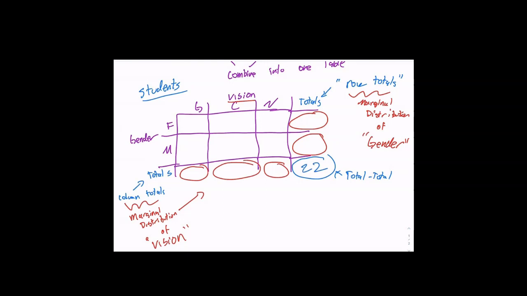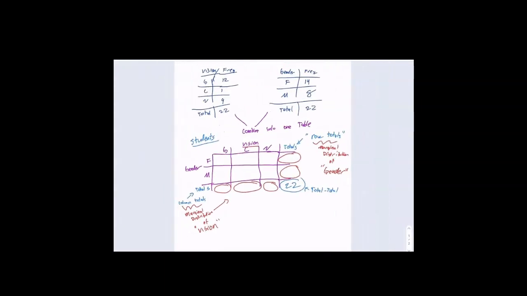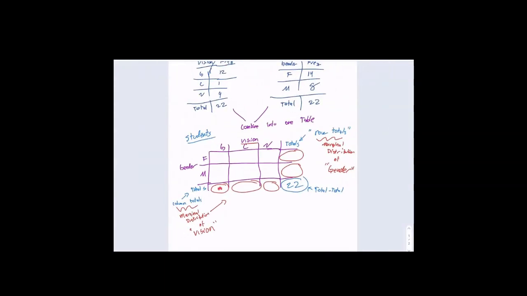How many students wear glasses? What number goes here? 12. Perfect. How many students wear contacts? 1. How many students wear neither? 9. How many females within the class? 14. Yes. And how many males? 8. All right. So that information is all on the side.